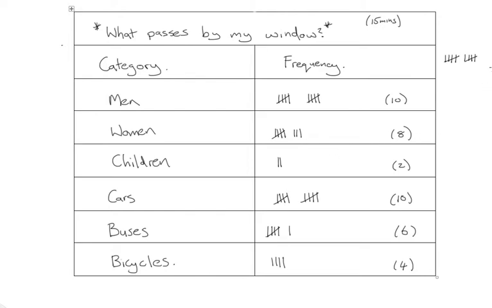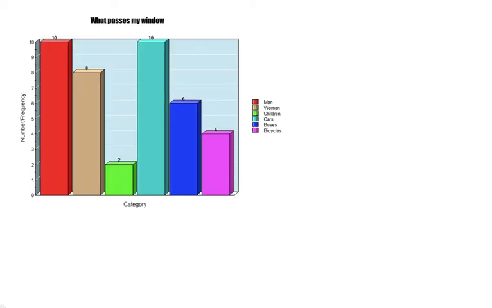Okay. Now, yesterday, I asked you to make a bar chart based on this information. And I said that you could make the bar chart in your copies, or you could use that website that I showed you, and you could make a nice one. So using this information, I made a bar chart using the website that I showed you. And it came out looking like this. So what passes my window, and over here on the right, we can see what the colors are.